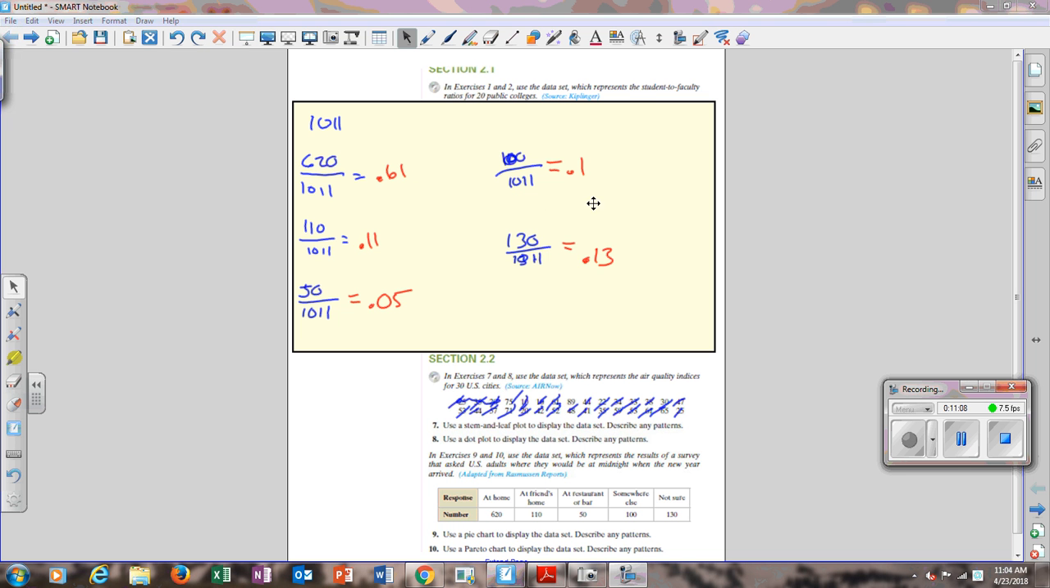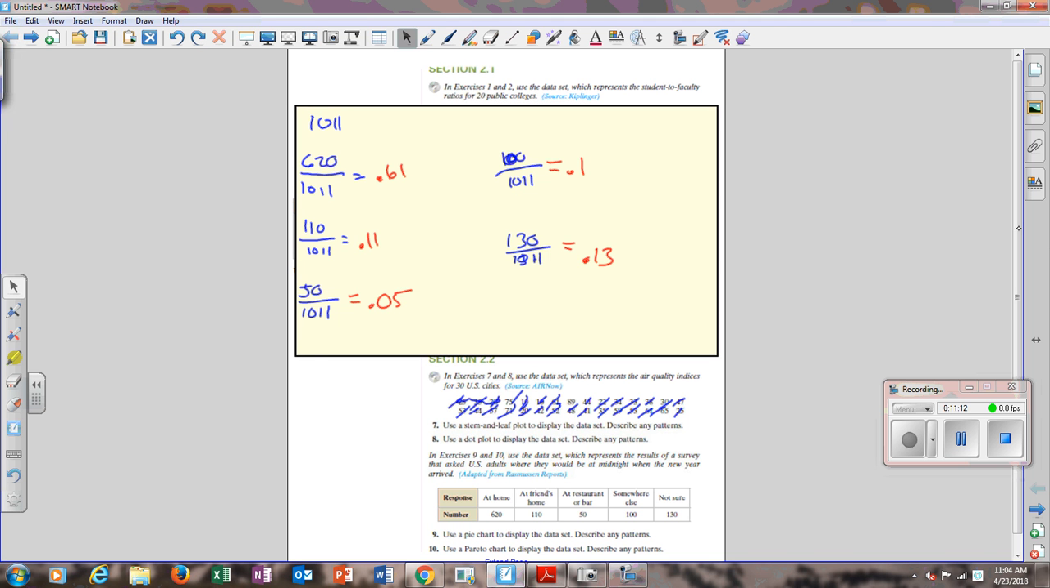So now you take this number and you multiply it by 360. And that'll tell you how many degrees your central angle should be. So this one is 219.6 degrees. I'll round that up to 220.